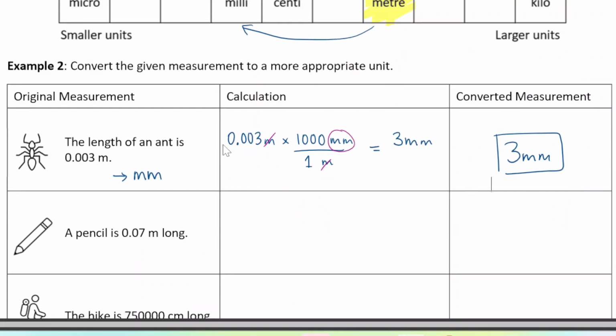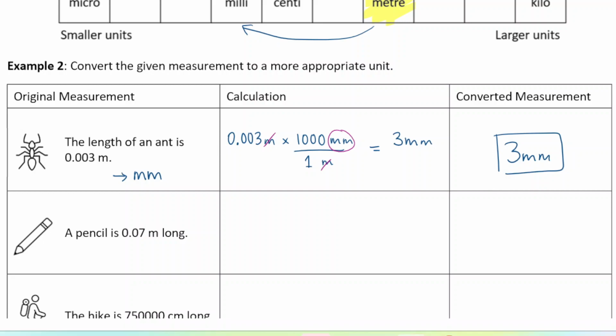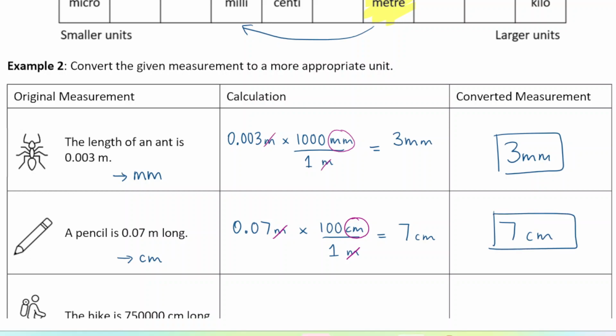Okay, the length of a pencil is 0.07 meters long. Pencils should be measured probably in centimeters. So let's change it to centimeters. So we're going to do 0.07 meters times 100 centimeters in 1 meter. Notice how the thing I'm changing from gets canceled out because it's in the numerator and denominator, and the unit I'm changing to is in the numerator. So multiplying by 100 is going to move the decimal over twice, and I'm going to end up with 7. That's much more reasonable to say. I mean, they're both correct. The pencil is 0.07 meters long, but it's much better to say it's 7 centimeters long.